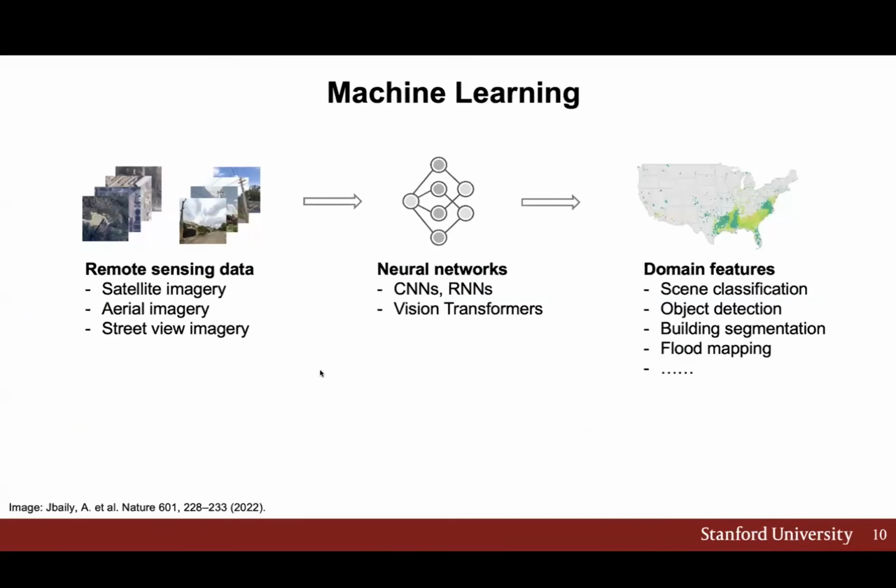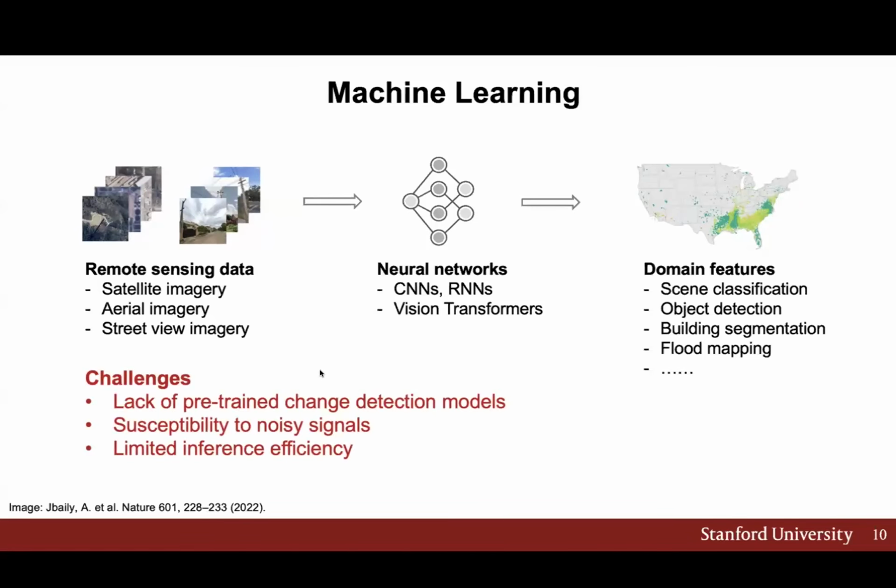And on the method side, machine learning is becoming more powerful thanks to the development of vision models. But there are some common challenges for machine learning as well. There are not many pre-trained change detection models, especially for street view imagery. The existing models, when we tested them, are very susceptible to noisy signals. And they have limited inference efficiency, which is quite important for remote sensing tasks. We have sometimes millions, even tens of millions of images.